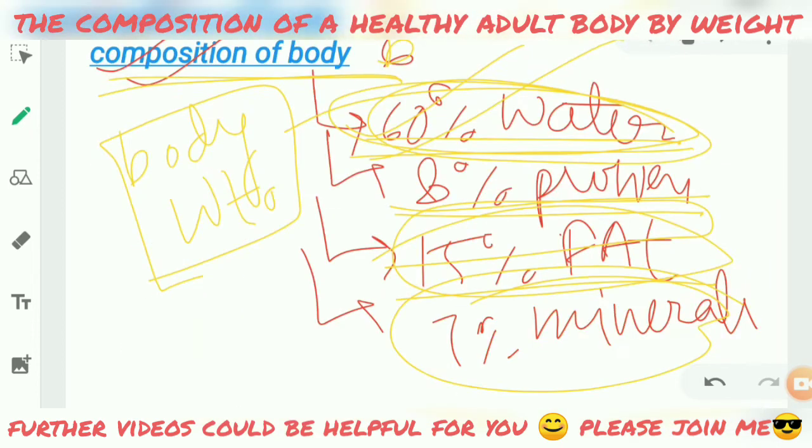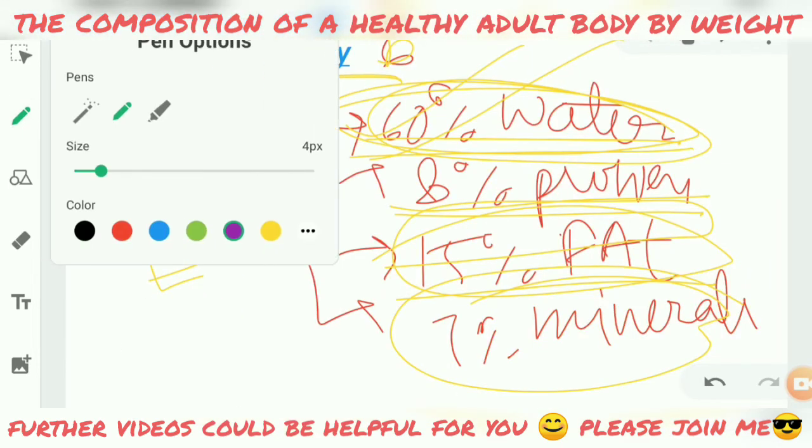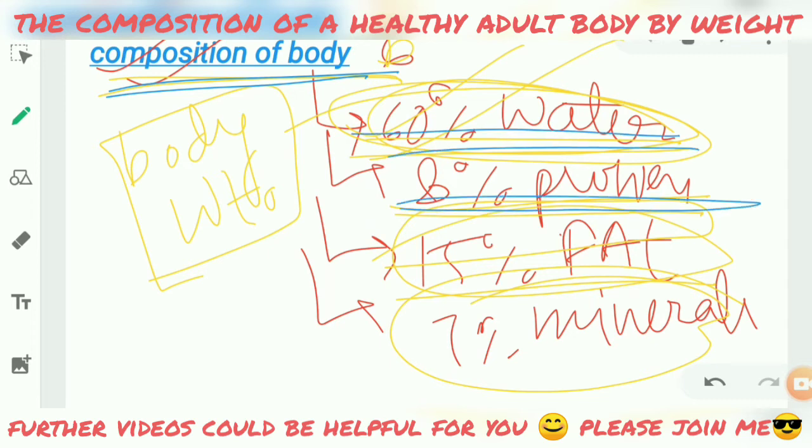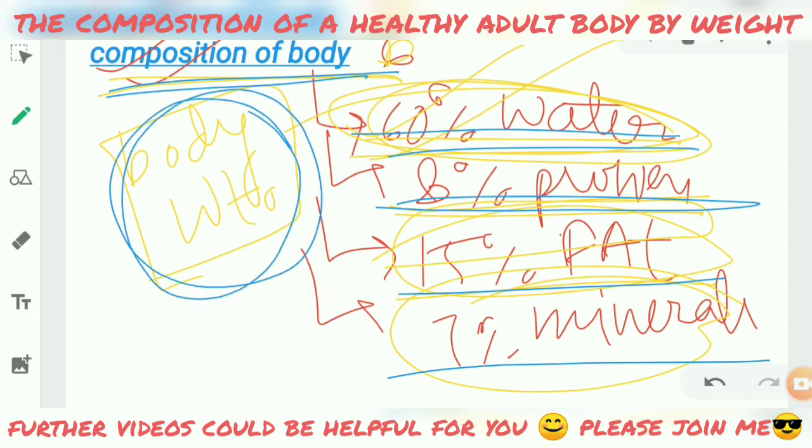Okay, let's revise. What I said, we studied about composition of body. In average adults, 60% of body weight is water, 8% is protein and its constituents, 15% is fat, and the rest 7% is minerals. Okay, so the majority of body weight is 60% water.